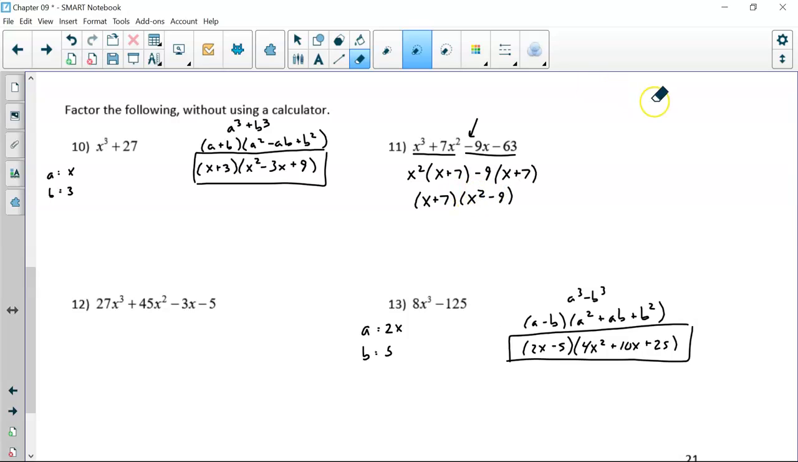X squared minus 9, that's a squared minus b squared. It's a plus b, a minus b. So it's x plus 7, and the square root of x squared is x, so x goes in the first spot. The square root of 9 is 3. And then you put your plus and your minus to finish up. And that is that polynomial factored.